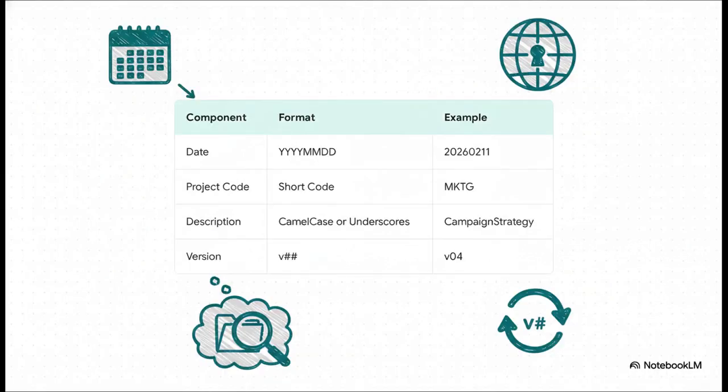The perfect file name is made of 4 simple parts. You start with the date, and this is the most important part, in year, month, day format. Why? Because it forces your computer to sort your files chronologically, automatically. Then you add a short project code, a clear description of what's in the file, and a version number. It's so simple, but so incredibly powerful.